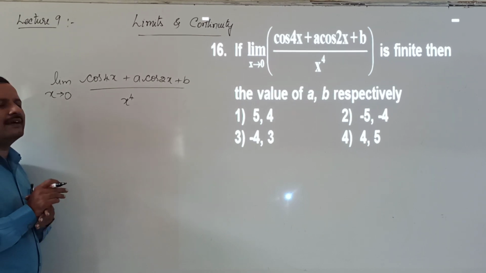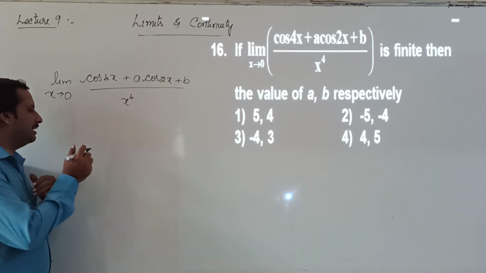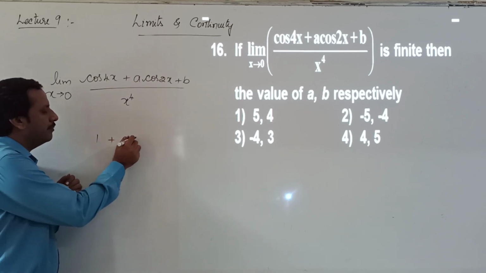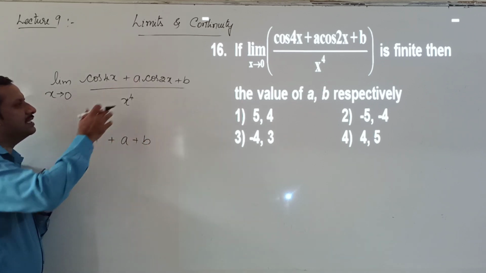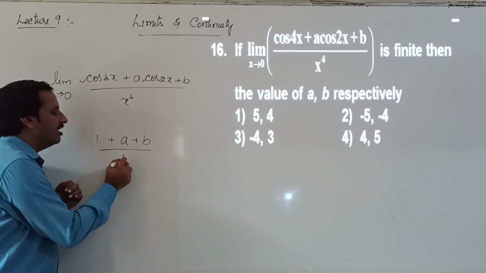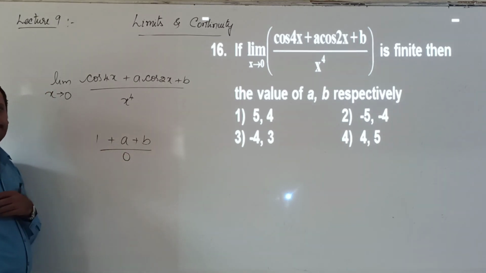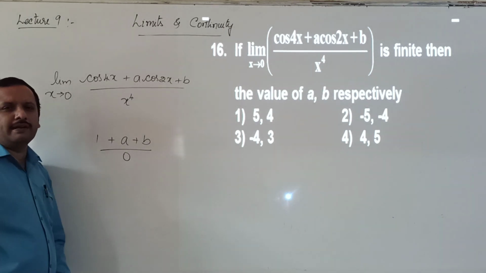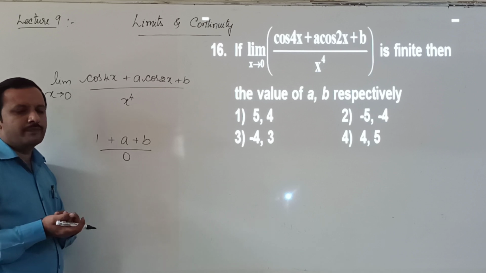Okay. Directly I will apply the limit. If I directly apply the limit, we get 1 plus a plus b. Put x as 0, cos 0 is 1. So we get 1 plus a plus b in the numerator, and in the denominator, we get 0. Okay. So now what is (1 plus a plus b) by 0? It depends on what 1 plus a plus b is.